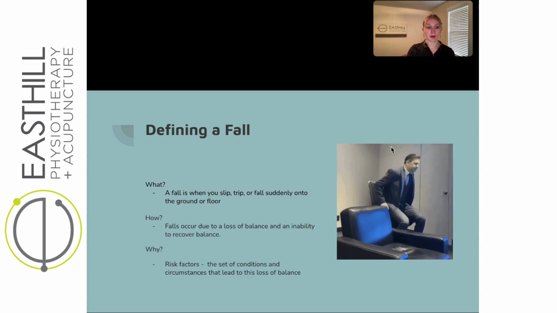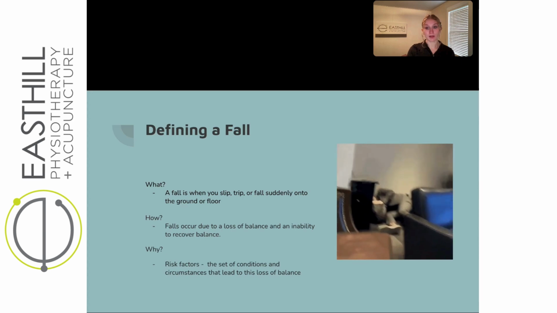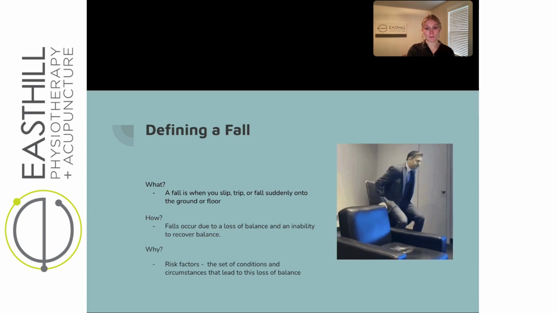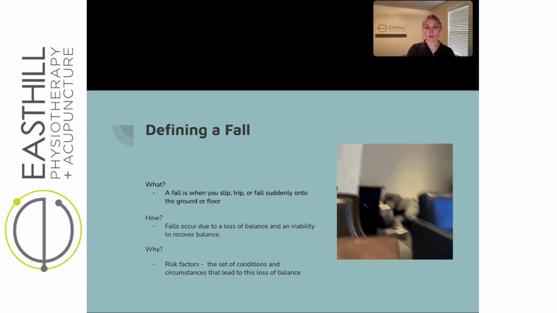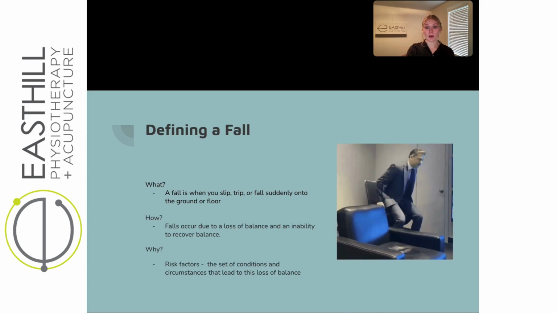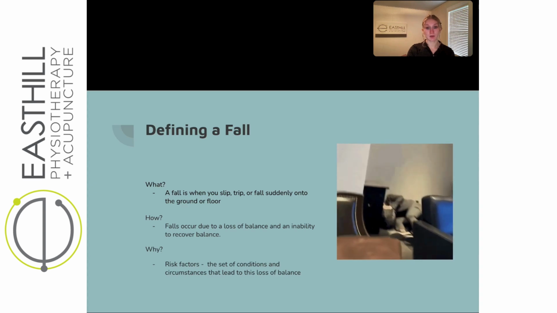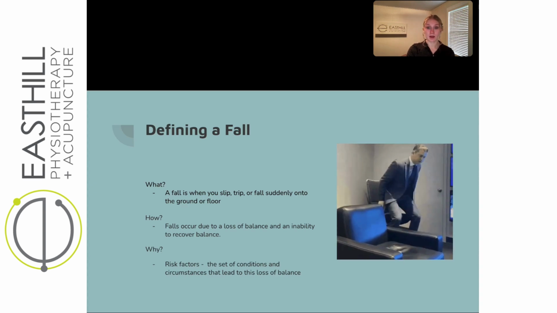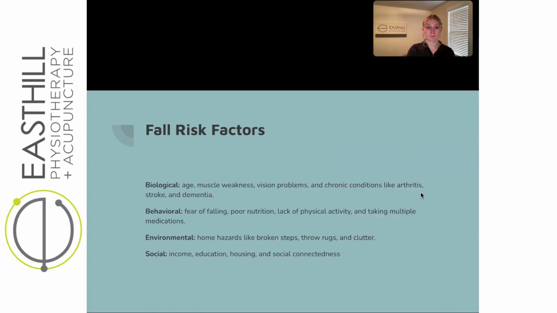So in terms of defining a fall, a fall is when you slip, trip, or fall suddenly onto the ground or floor. And these occur due to a loss of balance and an inability to recover balance. Now, as for why falls occur, this is due to a complex set of conditions and circumstances which lead to the loss of balance. These conditions are what we term fall-related risk factors.